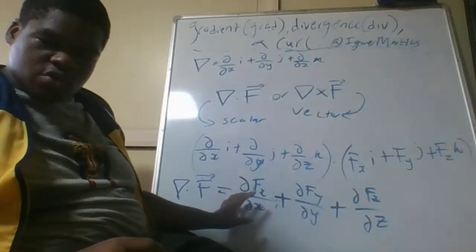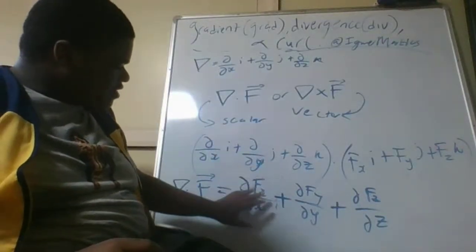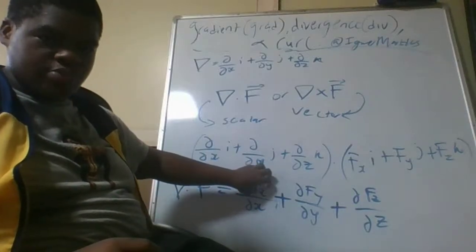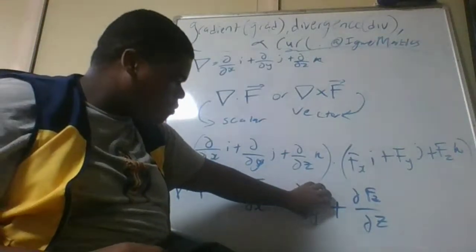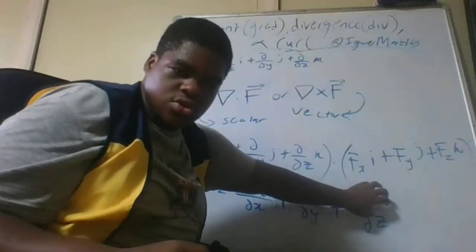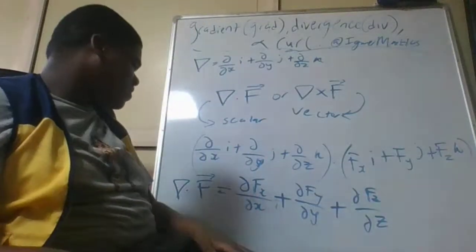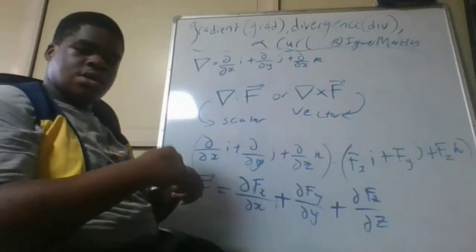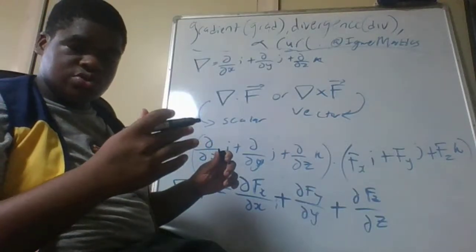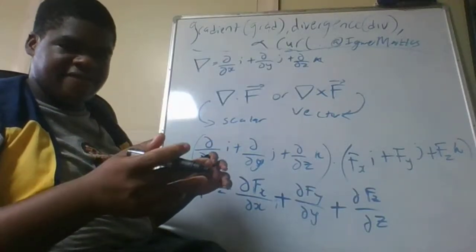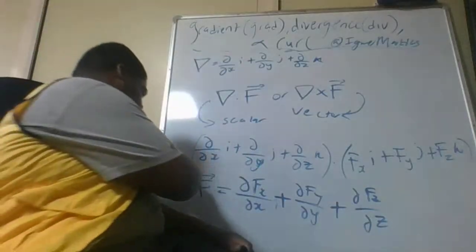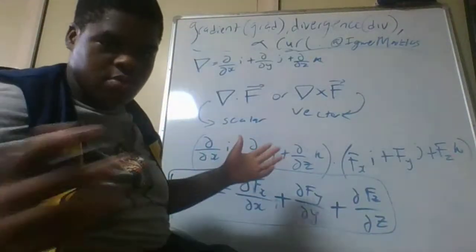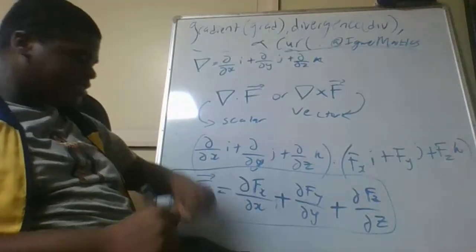But for the vector one, what you are differentiating relative to x is only the x component. You are differentiating only the x component. You are differentiating only the y component. And you are differentiating only the z component. Good and fine. So I believe this explains that for the dot product of nabla and f, that is like divergence. So you can write all this down if you think it's important to you. But I know it's going to be important to you, so you can write it down.